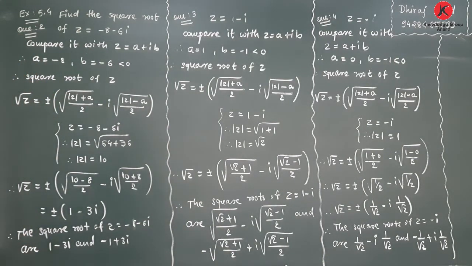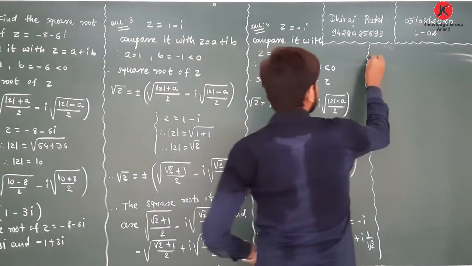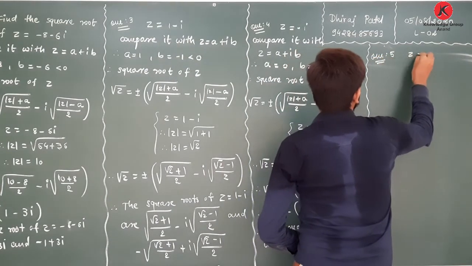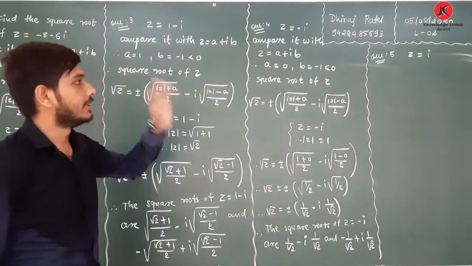Question number 5. Now the next question number 5. The question number 5 is z equals to I here.